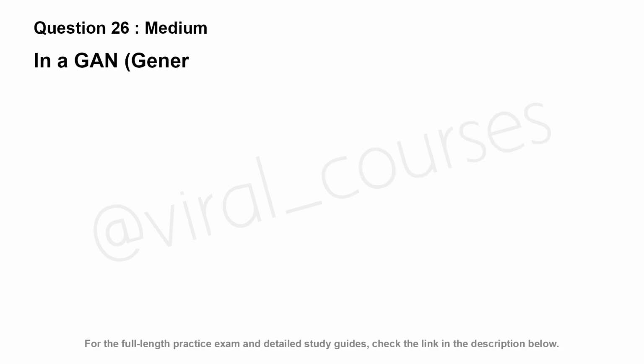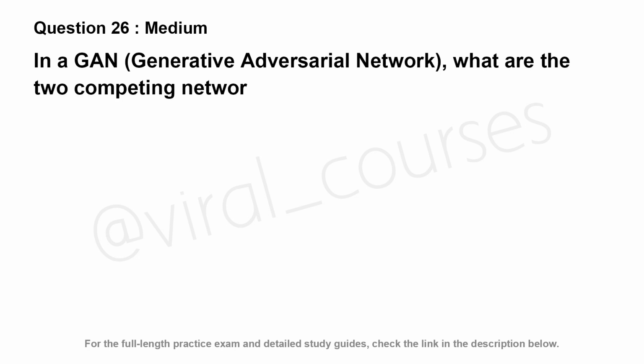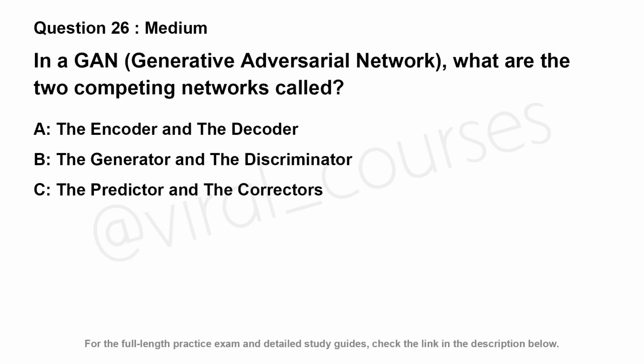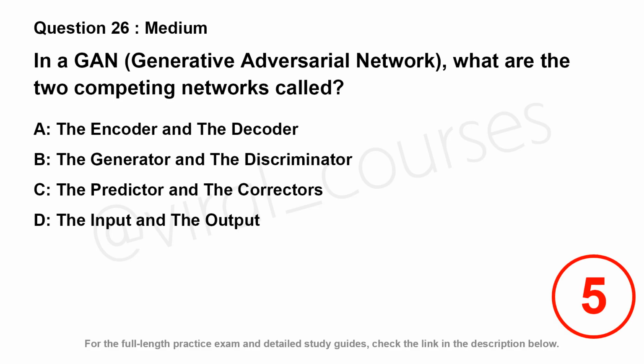In a GAN, generative adversarial network, what are the two competing networks called? Option A. The encoder and the decoder. Option B. The generator and the discriminator. Option C. The predictor and the correctors. Option D. The input and the output.